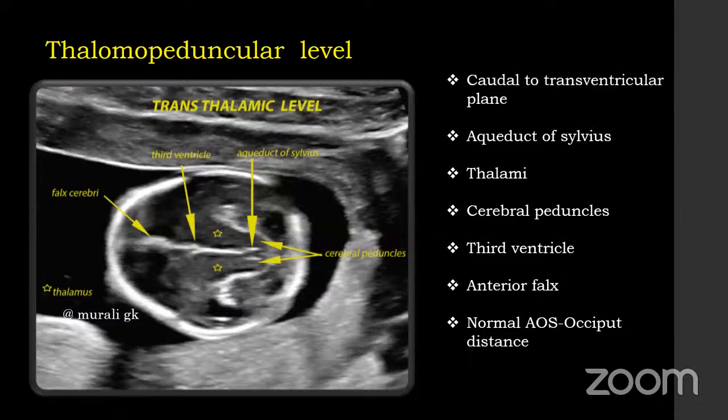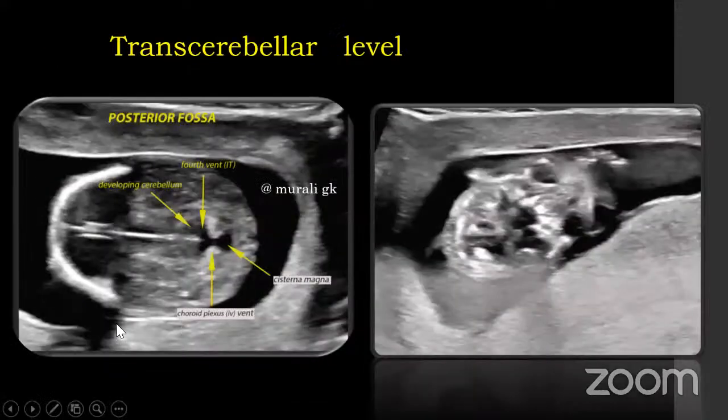So we've seen the transventricular plane. Then you've gone down to look for the transthalamic plane, then the transcerebellar plane. The typical appearance of a transcerebellar level in first trimester is that of an hourglass. It is formed basically by the developing cerebellum and the fourth ventricle. The waist of the hourglass is by the choroid plexus, and posteriorly the developing cisterna magna.